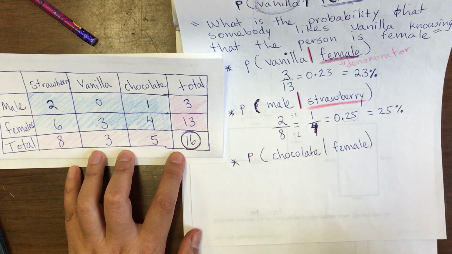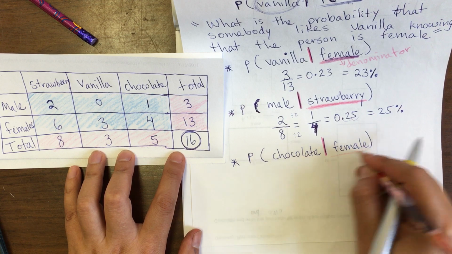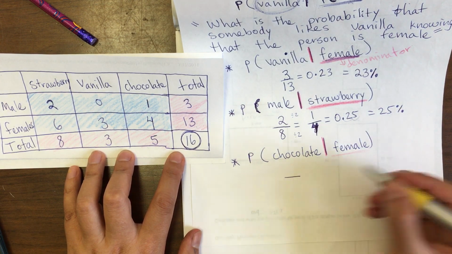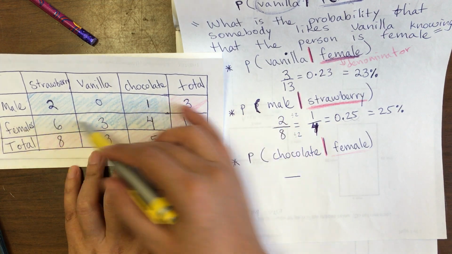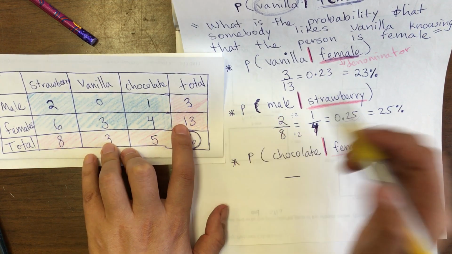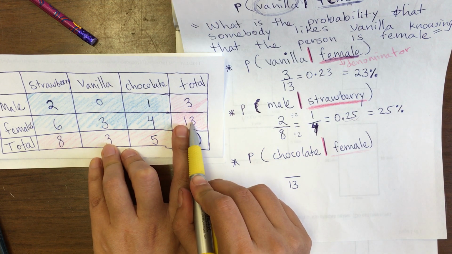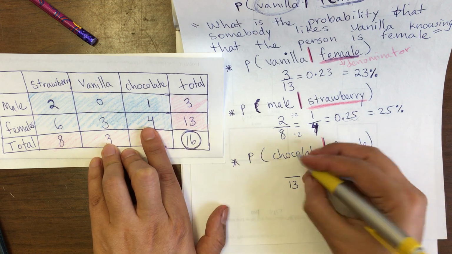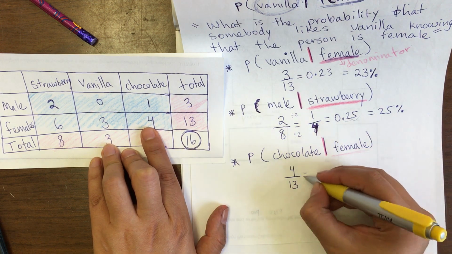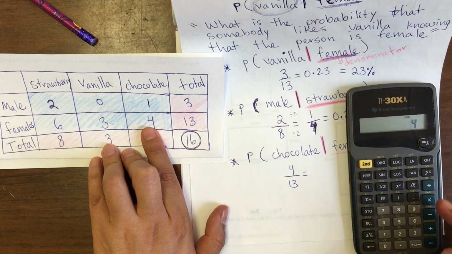So again, this tells me that it's conditional probability and that this is my denominator. So in my denominator, I'm going to look for females. So total females is 13. And of those 13 females, four like chocolate. We cannot simplify that. We divide 4 by 13.